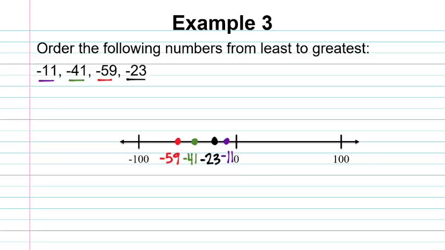And now that I have them least to greatest, I'm going to rewrite that. Negative 59, negative 41, negative 23, and negative 11.